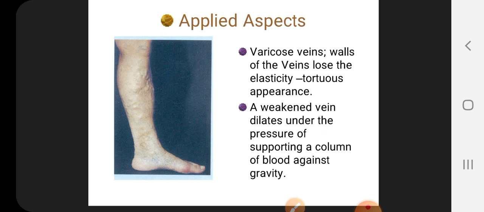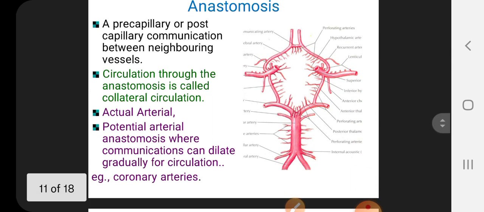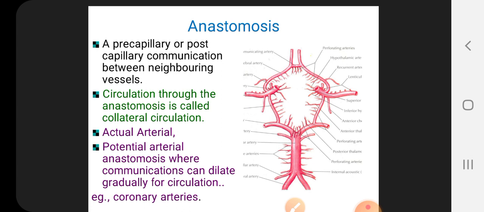A weakened vein dilates under the pressure of the supporting column of blood against gravity. So it is called a varicose vein. So this is all about veins. We'll revise again. Blood vessels are of 2 types: arteries and veins.